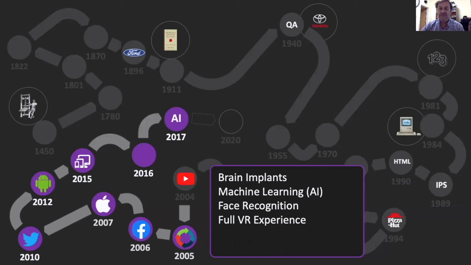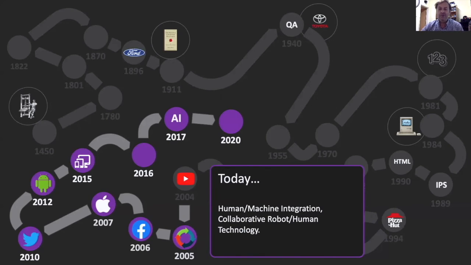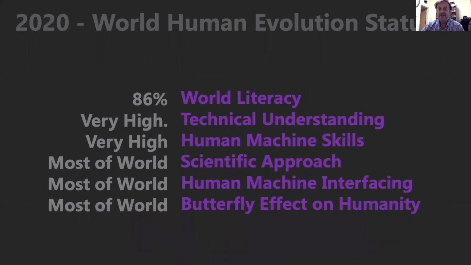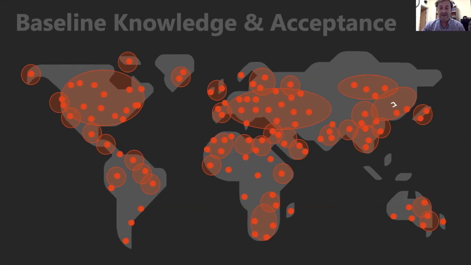In 2017, brain implants are sold, machine learning AI becomes widespread, face recognition systems are implemented, and full virtual reality experience is now available. Now, in 2020, we are entering the era of human-machine integration. There has been an upward shift in the technological baseline understandings by most of the world. In 2020, almost all of humanity is now literate, with a high level of technical understanding. All of humanity is now directly connected to human-machine interfacing via their own personal mobile device.